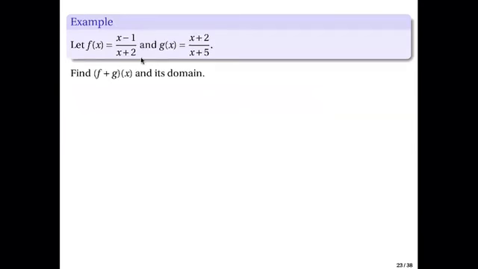Next, you have f of x, the same function as before, (x minus 1) over (x plus 2). The function g of x is (x plus 2) over (x plus 5). Now you want f plus g of x, so you want the sum of f and g. And you also need to find the domain.